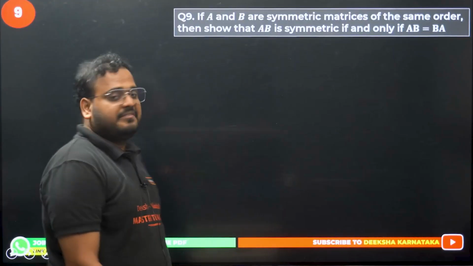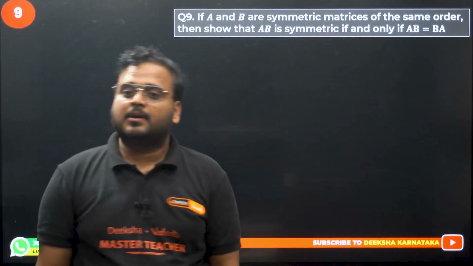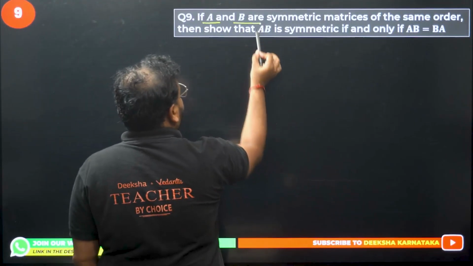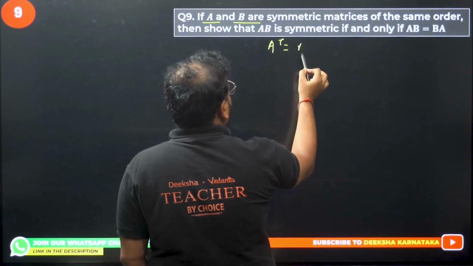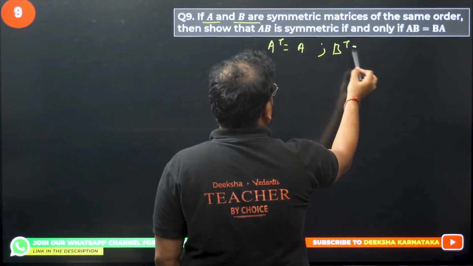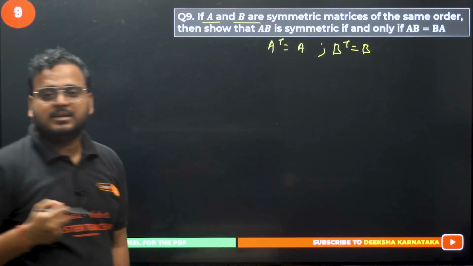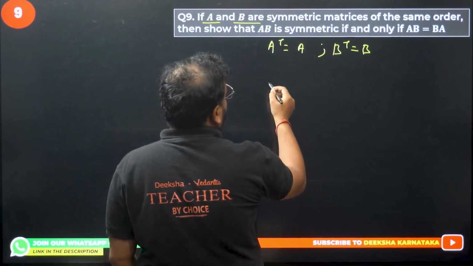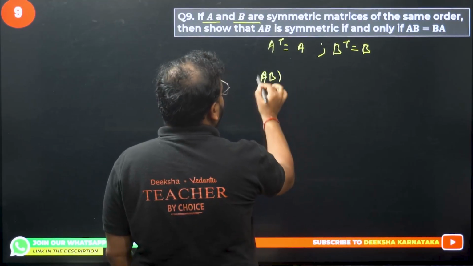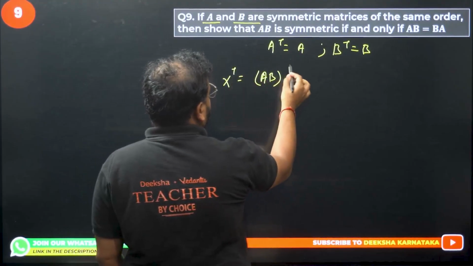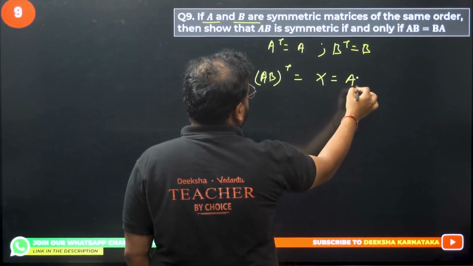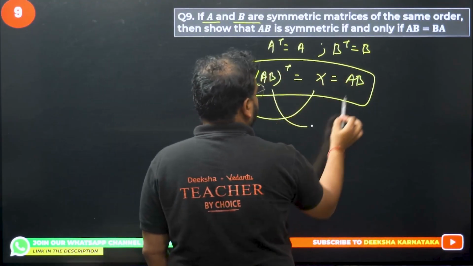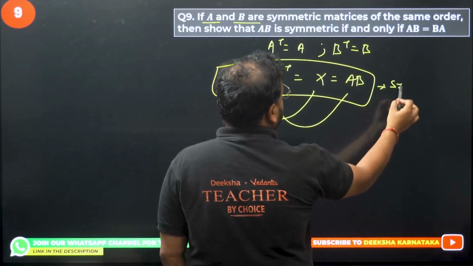Question number 9. If A and B are symmetric matrices of the same order, then show that AB is symmetric if and only if AB equals BA. First understand this. A and B are symmetric means what? A transpose is A, B transpose is B. That's the meaning of symmetric matrix. Of the same order, right? I'm looking for AB. Let's call this matrix X. It should be equal to X transpose, basically AB. Then only I can call this symmetric. Either X transpose is X or AB transpose is AB. Then only we can call this symmetric in nature.